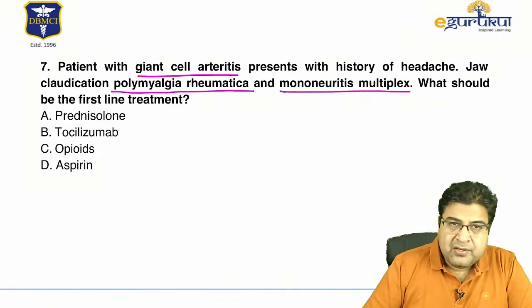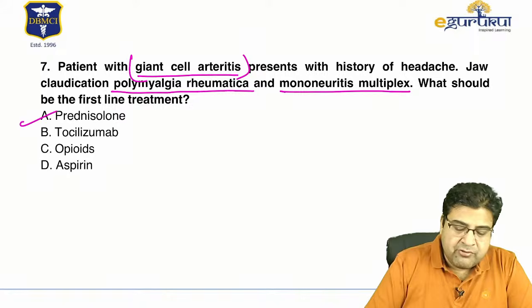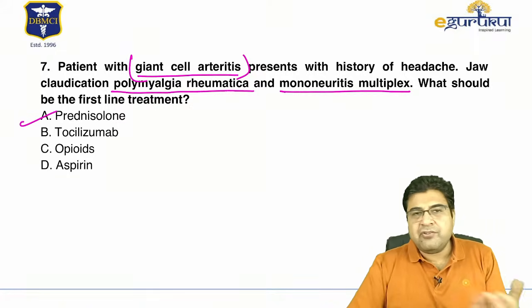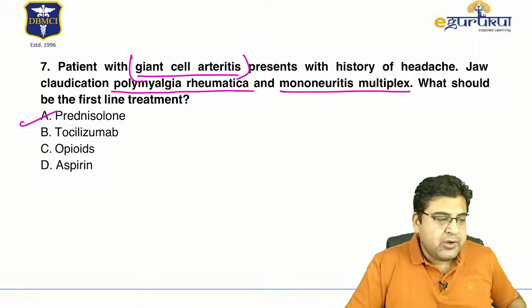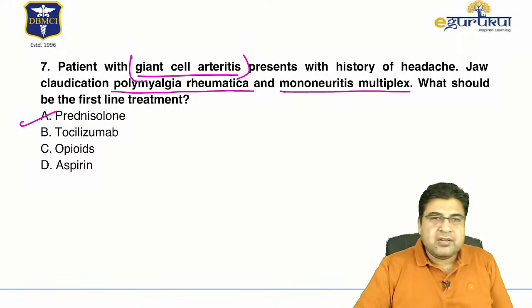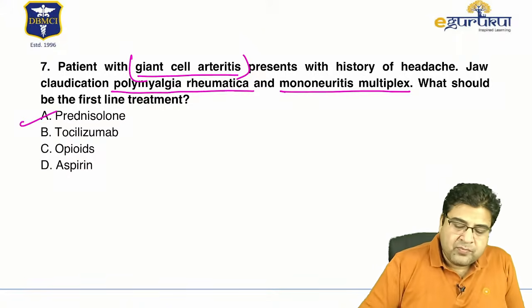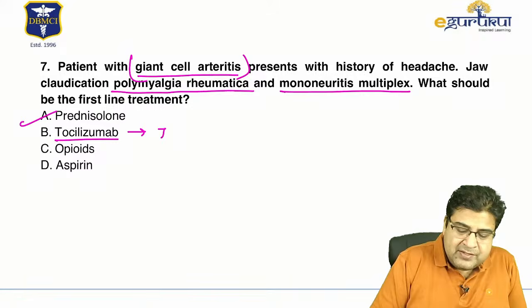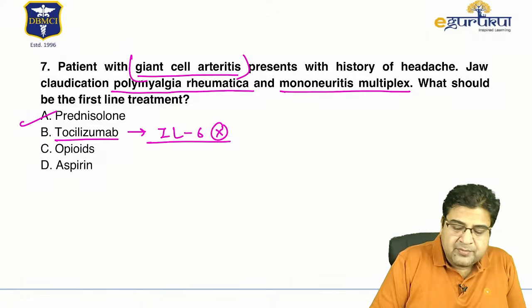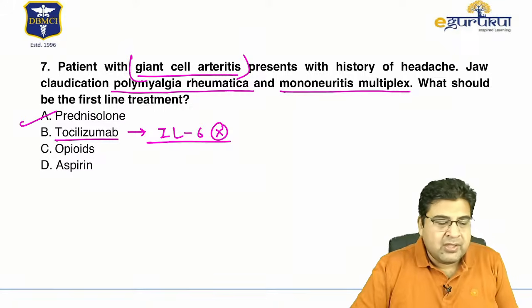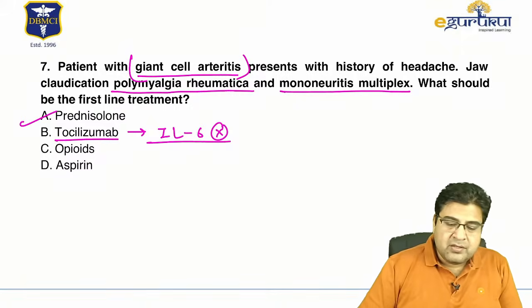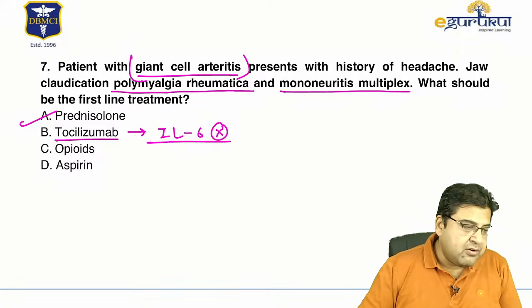So question number 7, this is giant cell arthritis. Drug of choice is steroids. So steroids are mostly the drug of choice for most of the autoimmune disorders, connective tissue disorders, right? So the answer is prednisolone. Now guys, tocilizumab is a medicine which is an interleukin 6 inhibitor. We can also try these medicines, but it is better to use prednisolone as the drug of choice.